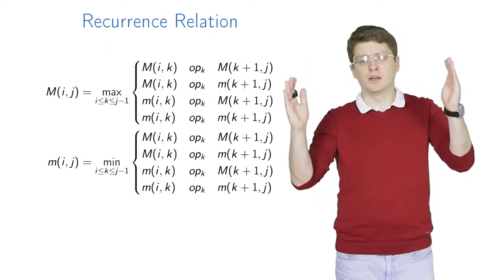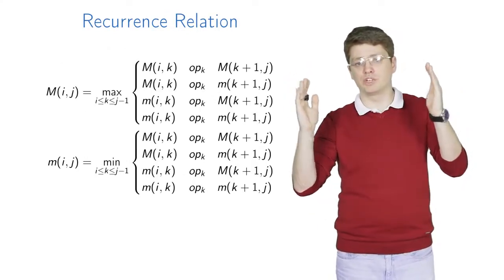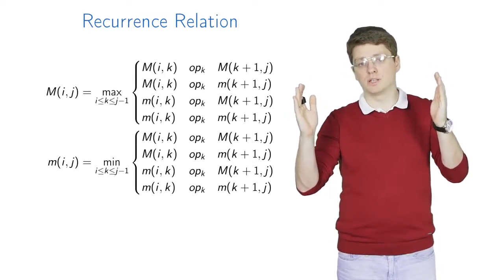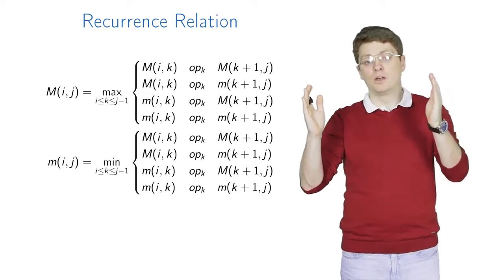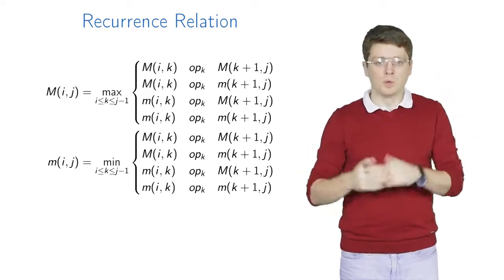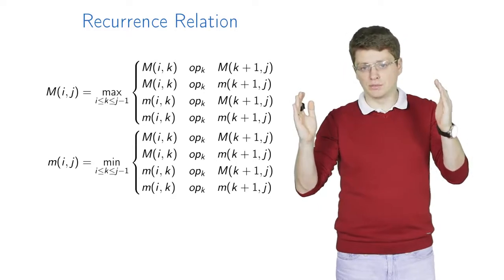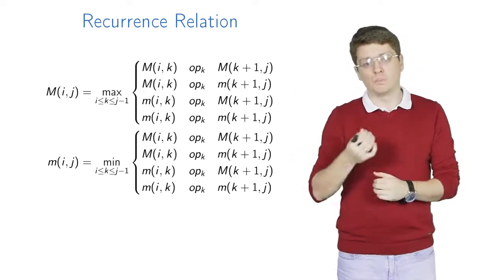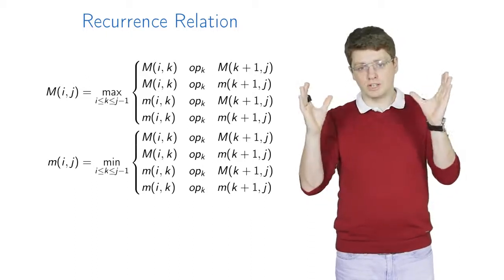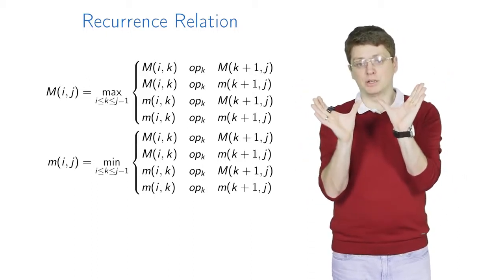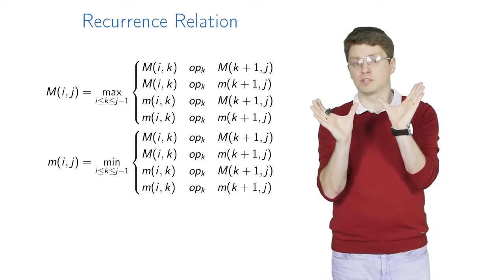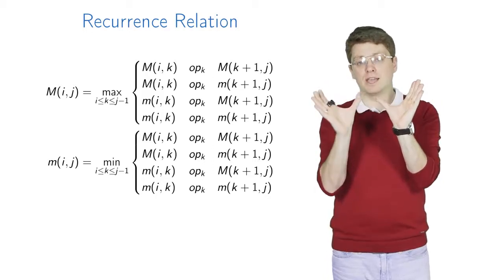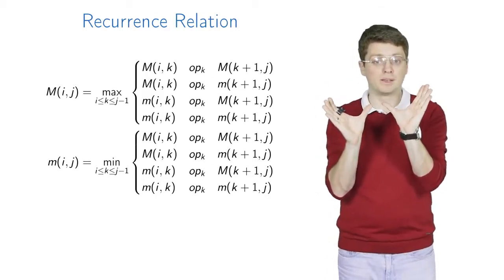Okay, consider our sub-expression from i to j, and assume that we would like to compute one of the extreme values of this sub-expression, I mean, either the minimum or the maximum. Well, we know that in any ordering for this sub-expression, there is some last operation, say op k. So this operation splits our sub-expression into two sub-expressions, namely sub-expression i k and sub-expression k plus 1 j, right?